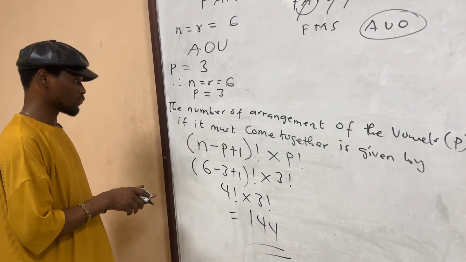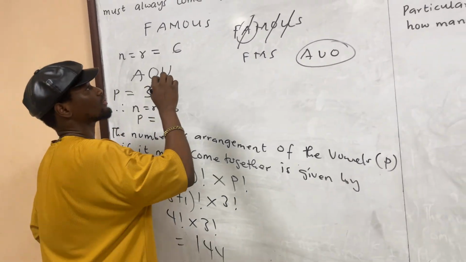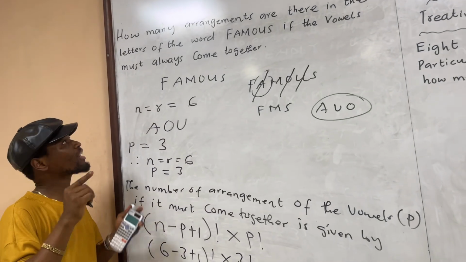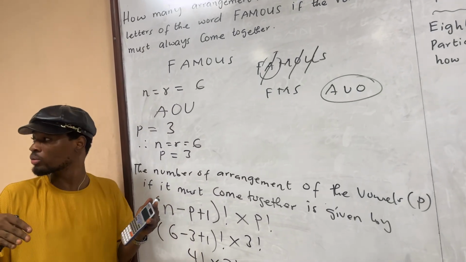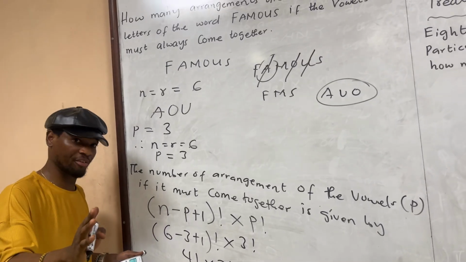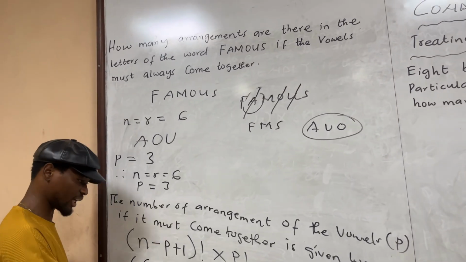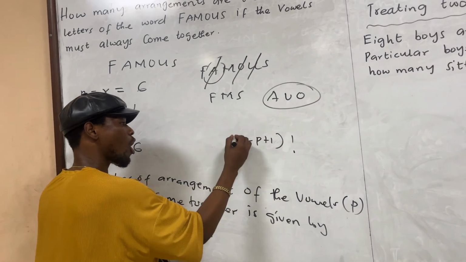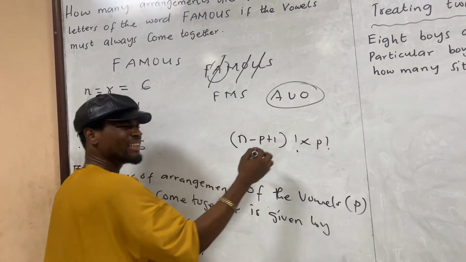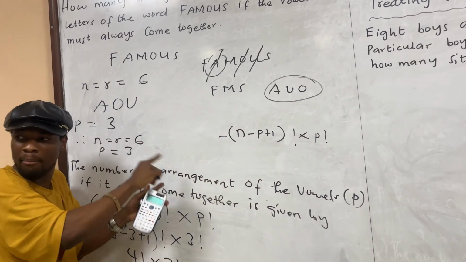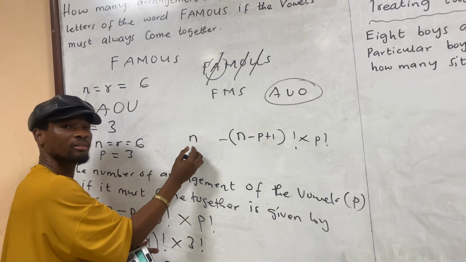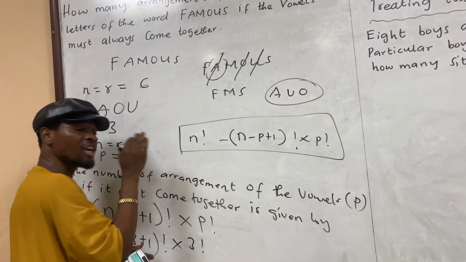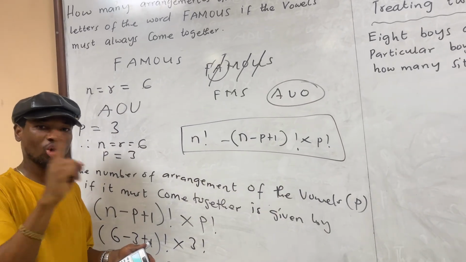So viewers, if the person had said the vowels must not come together, what shall we do? This is very trivial. You just use the formula: n minus P plus 1 all factorial times P factorial. Then you subtract this from the total number, which is n factorial. This gives the number of arrangements if the vowels must not come together.